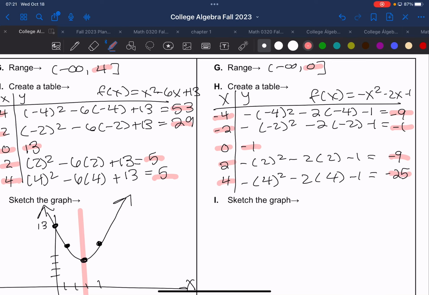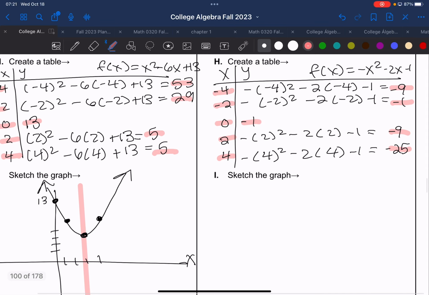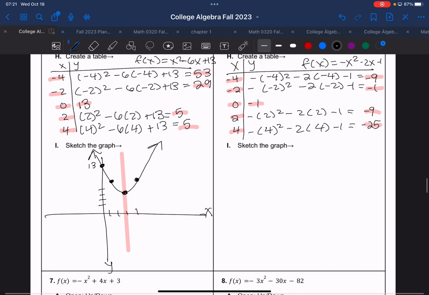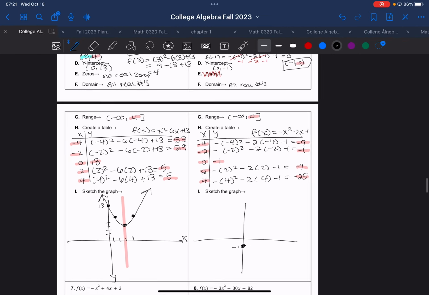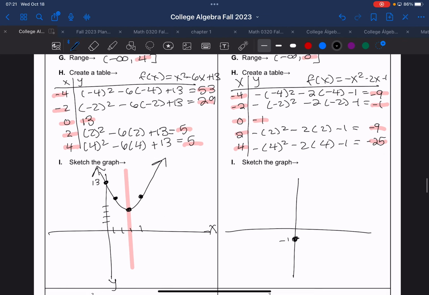Okay, and now we're going to take this table and create our graph. So the first thing I'm always going to graph is the y-intercept. What's my y-intercept here? 0, comma, -1. Okay, then I'm going to plot my vertex. What was my vertex? -1, 0.